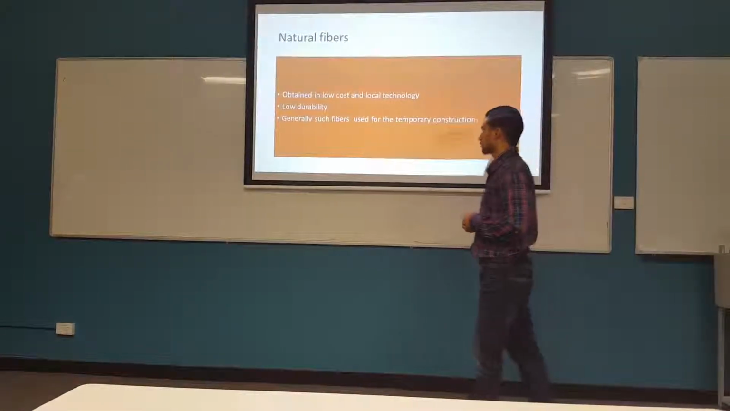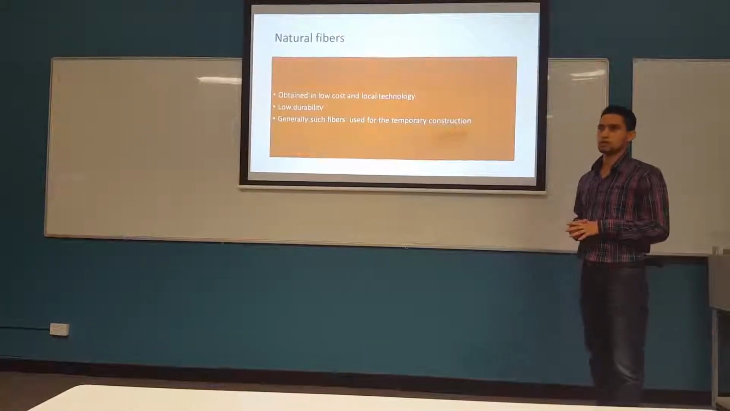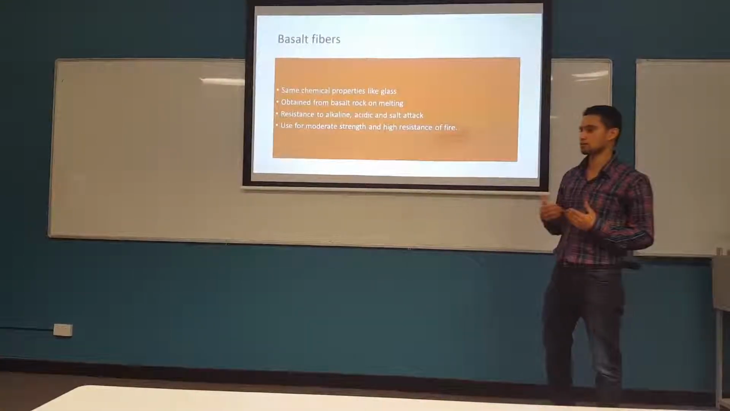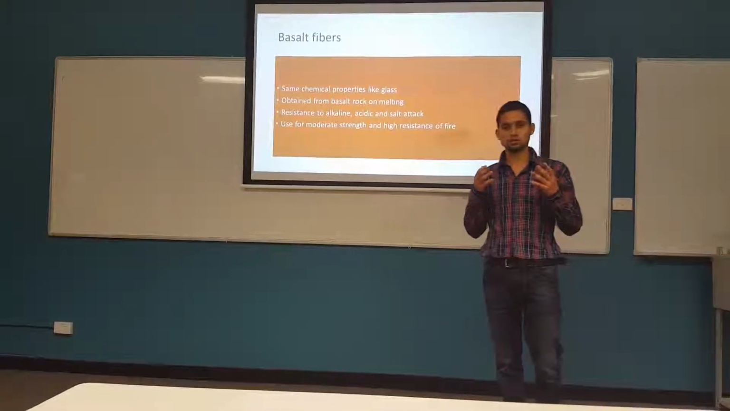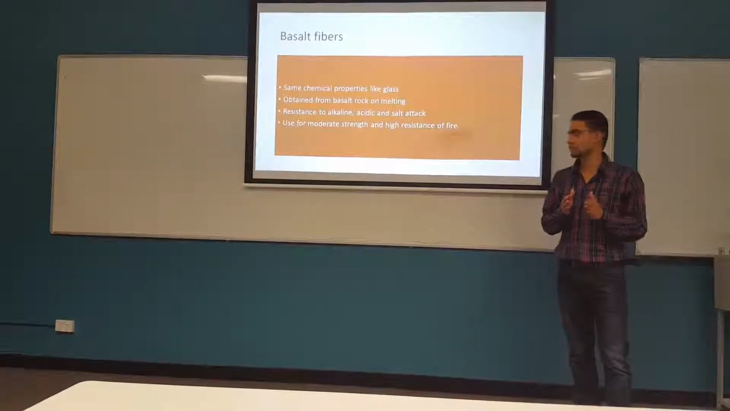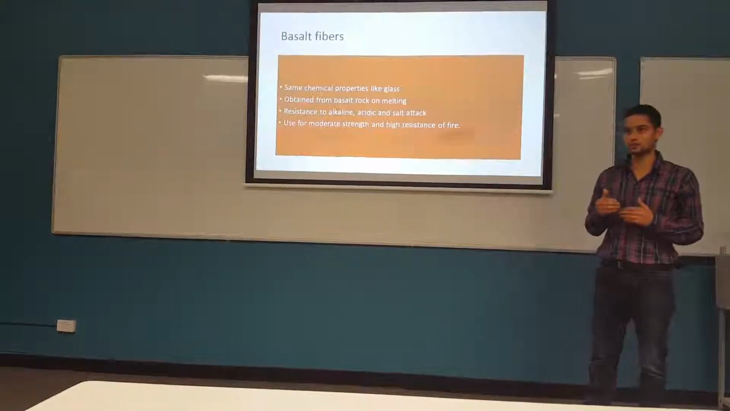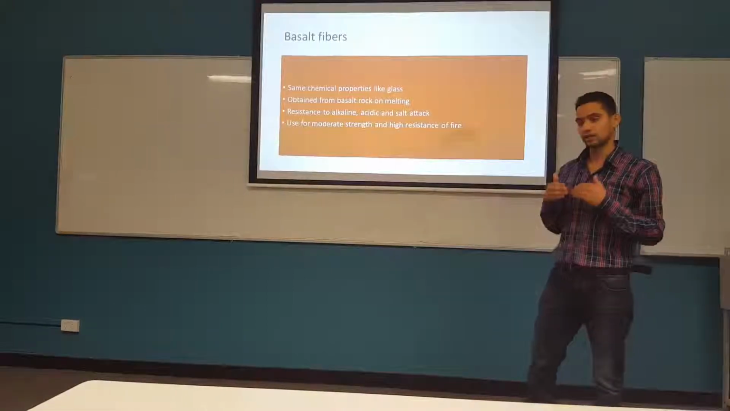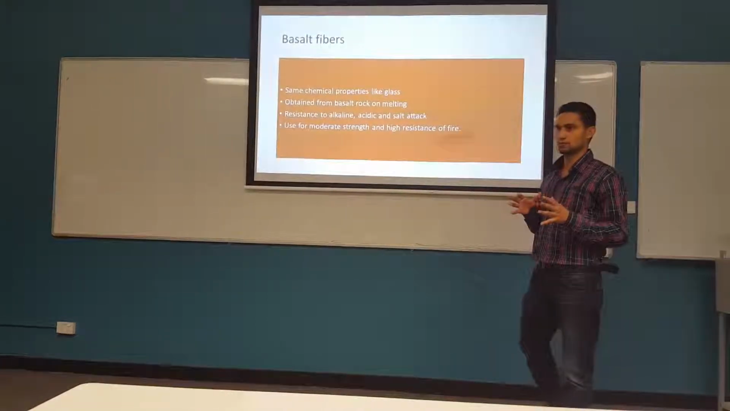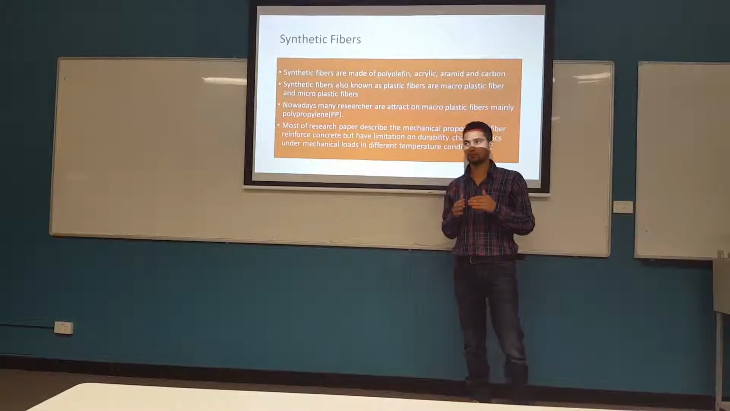Now the natural fiber. Natural fiber is obtained at low cost with local technology, and it has low durability. Generally, such fibers are used for temporary constructions. Most developing countries use natural fiber for building their houses, because it is low cost. And that is the basalt fiber. It has the same chemical properties as glass, is obtained from basalt rock when melting, and resists alkaline, acidic, and salt attack. It is used for moderate strength and high resistance of concrete, and it can be used instead of glass, as it has greater strength than glass.